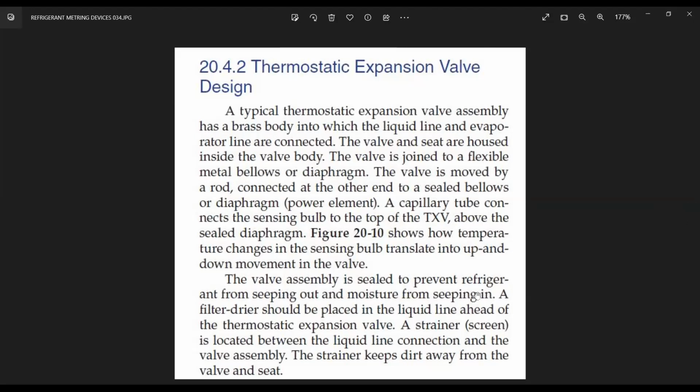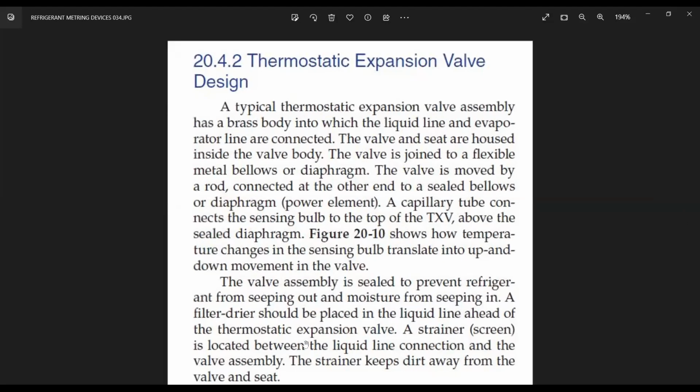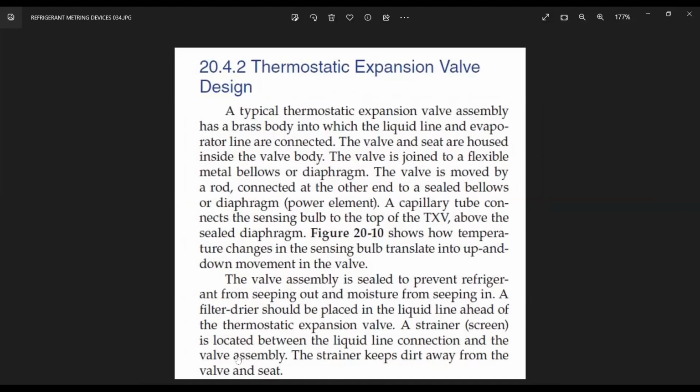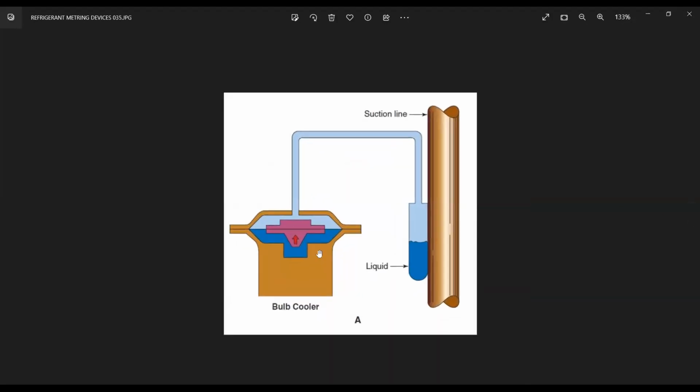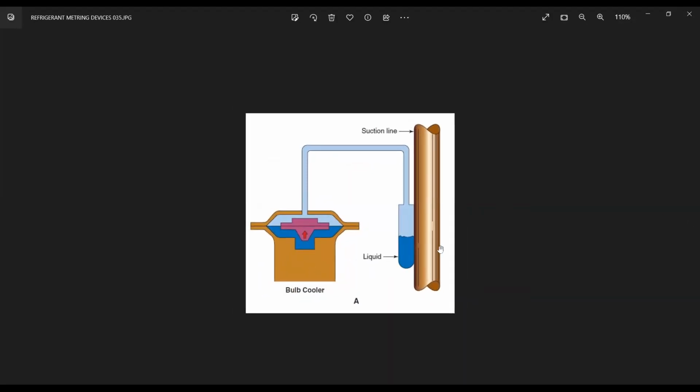मतलब एक बार वो बंद हो जाएगा तो वो बंद हो जाएगा. ठीक है. A filter dryer should be placed in the liquid line ahead of the TXV and a strainer screen located between the liquid line connection and the wall assembly. The strainer keeps the dirt away from the wall and walls. एक छोटा सा strainer होता है. ये दिखा रहा है देखो कि एक बल्ब कूलर है और ये लिक्विड लाइन है, सक्शन लाइन है, ये लिक्विड लाइन है और ये आपका ये रेडिएशन है.